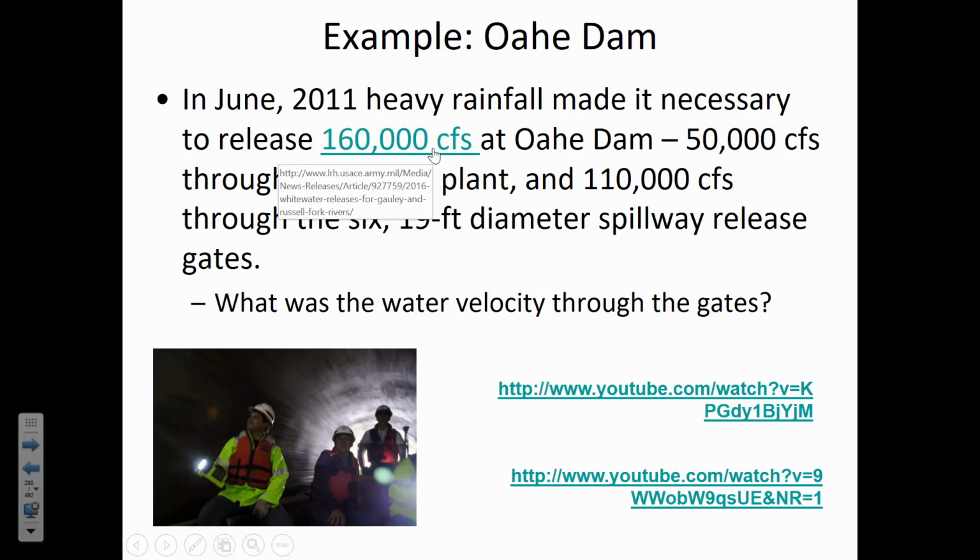And just to give you an idea of what 160,000 cubic feet per second is, one way you can think of it is a cubic foot, about a foot long, a foot tall, and a foot deep, 160,000 of those per second. But still, who knows what that is, right?